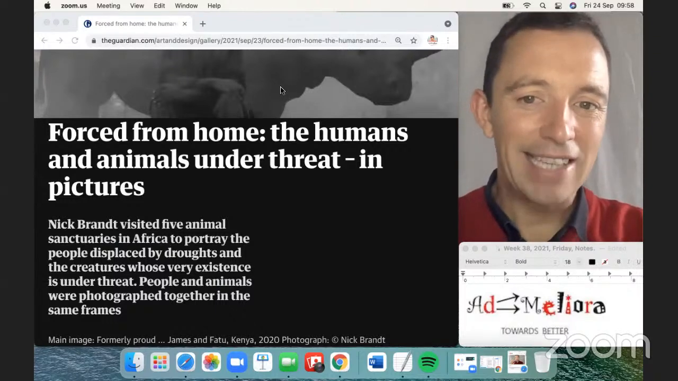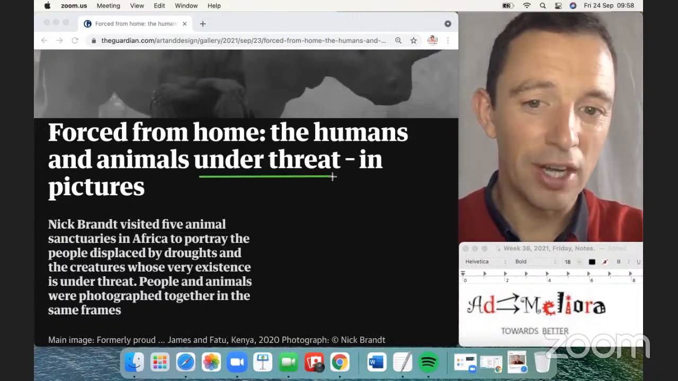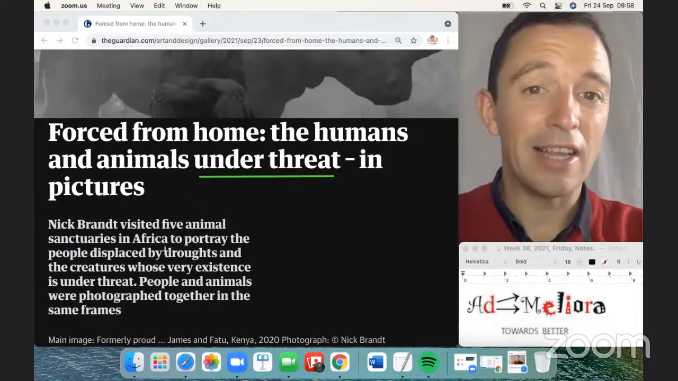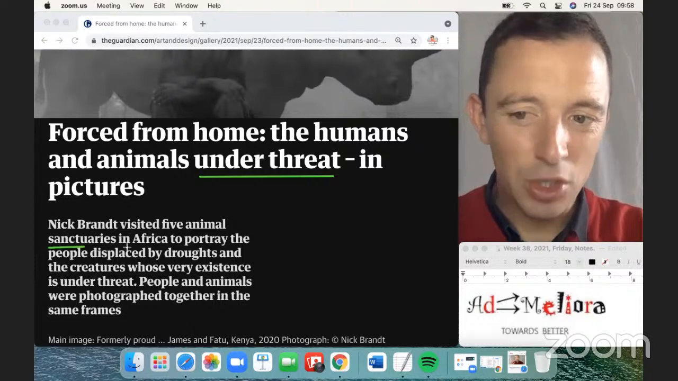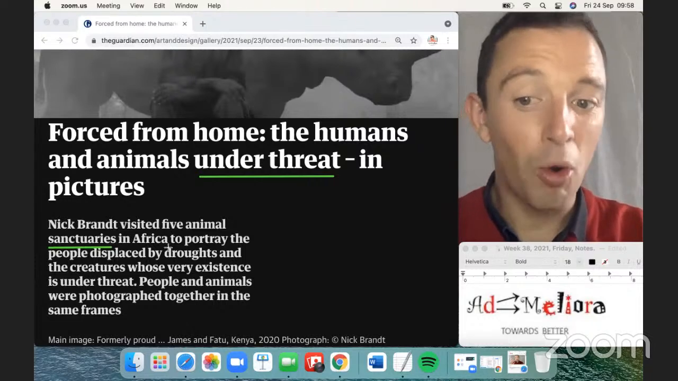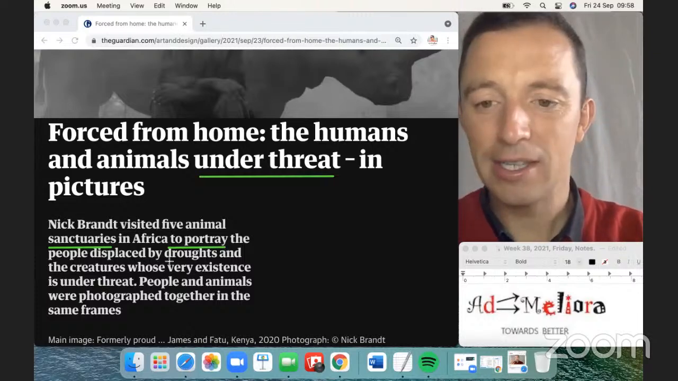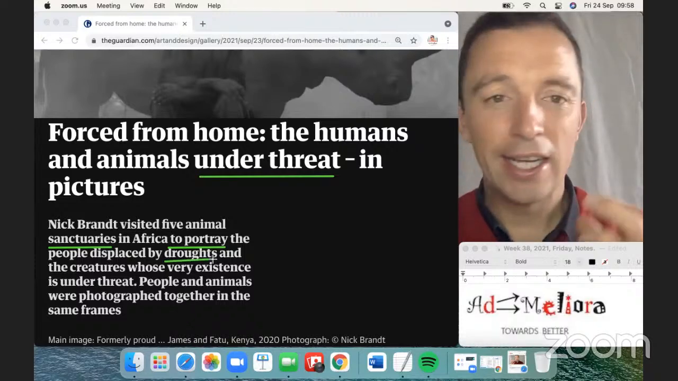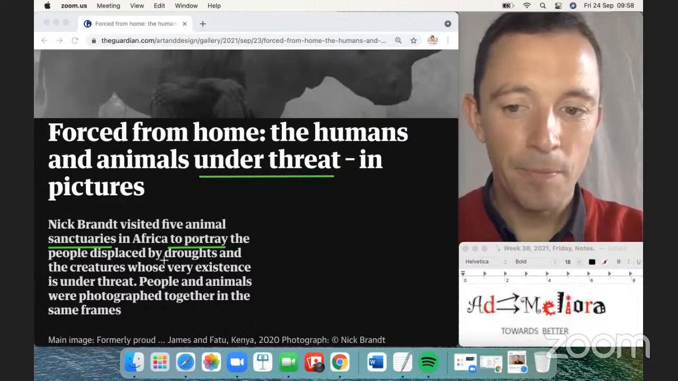Okay, so the first expression is under threat, and again, I'll just identify the vocabulary in the first paragraph. Sanctuary is not too difficult. Portray is very important and very advanced and very nice. Again, yesterday we had the same word, a drought. Drought was related to the weather yesterday, and I will explain now.